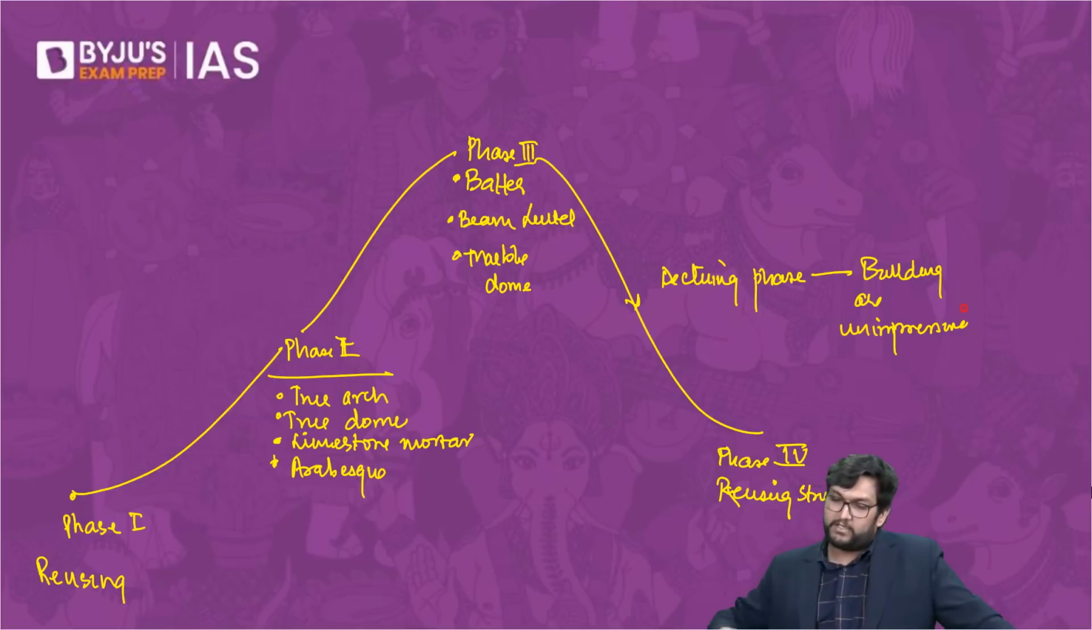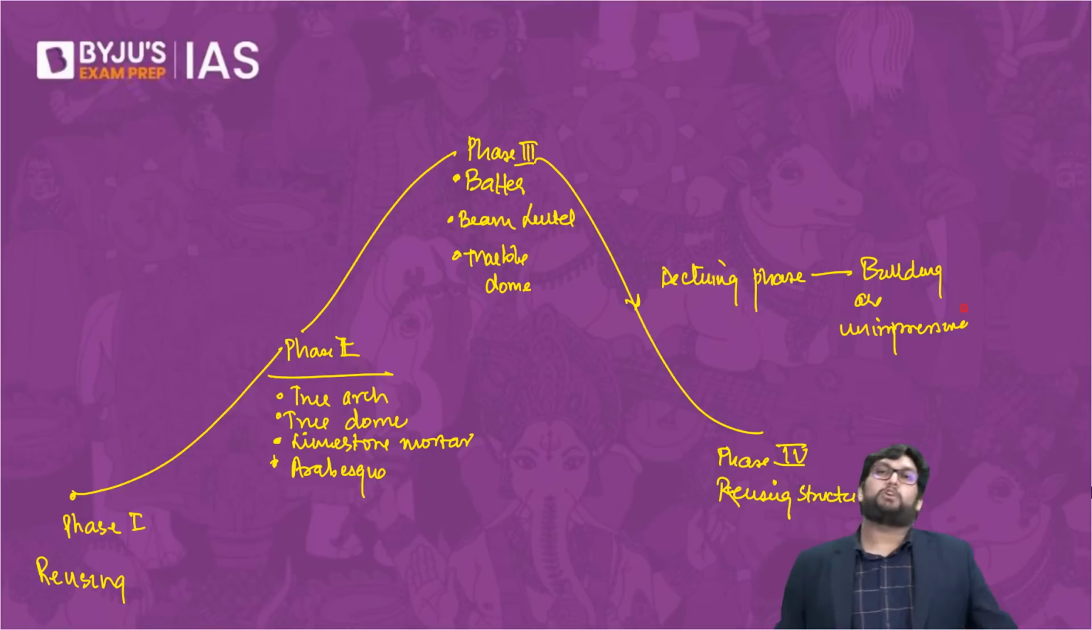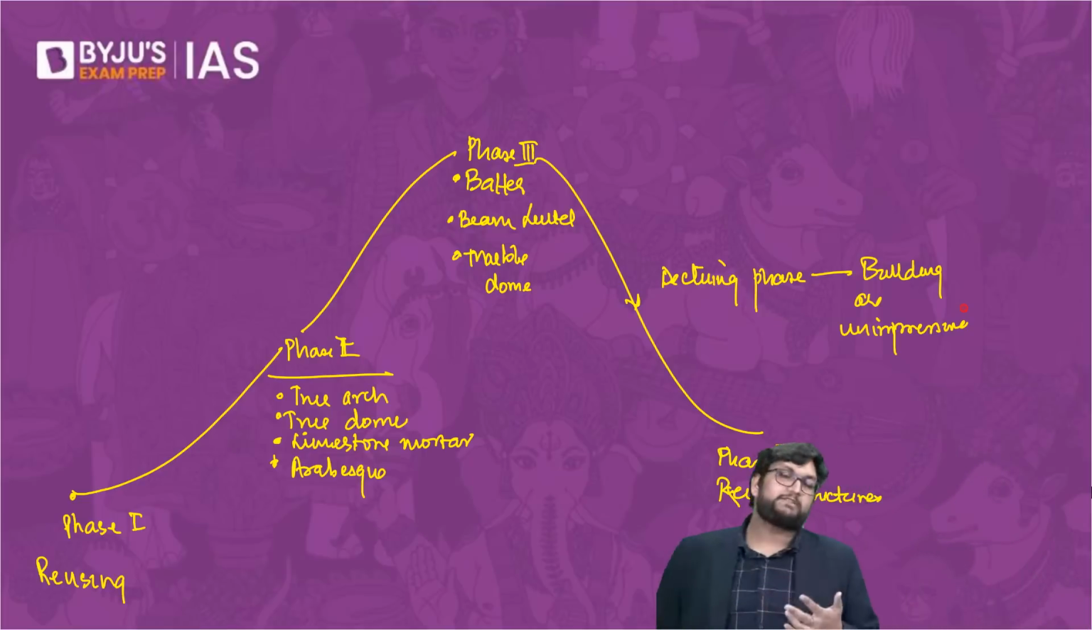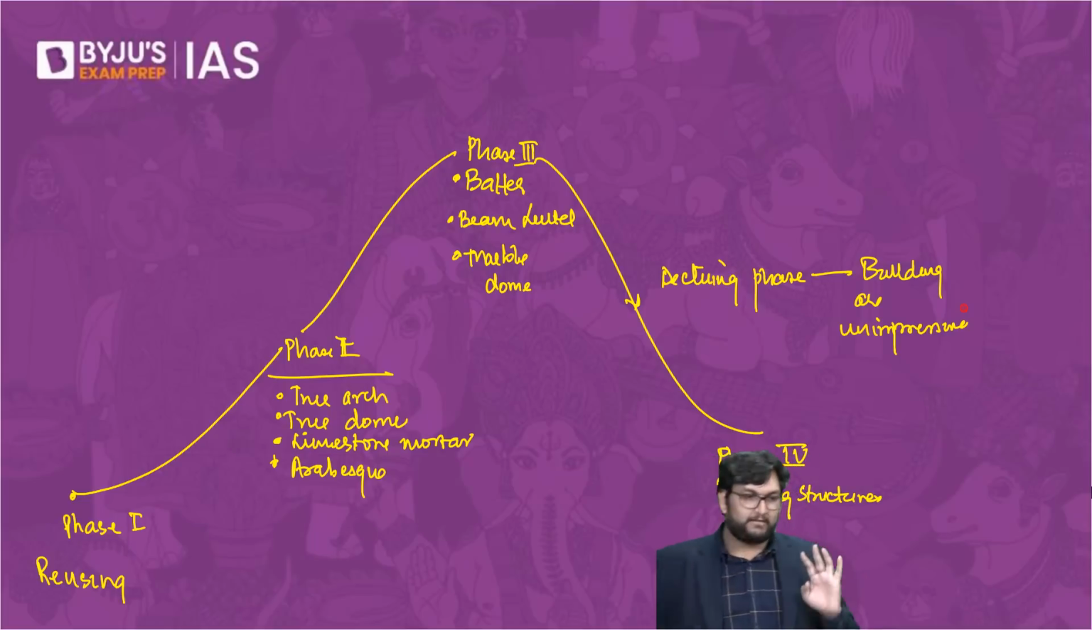Phase 1 is reusing one. Yes, reusing structures which were already there. Standard of phase 4 was lower than phase 1? No, obviously not. But it's not like that. See, I've taught you in phases because that is easier to remember. The question would be, what is the contribution of Delhi Sultans to Indian architecture? Phase 2 and phase 3 points have to go into it. Are we clear?